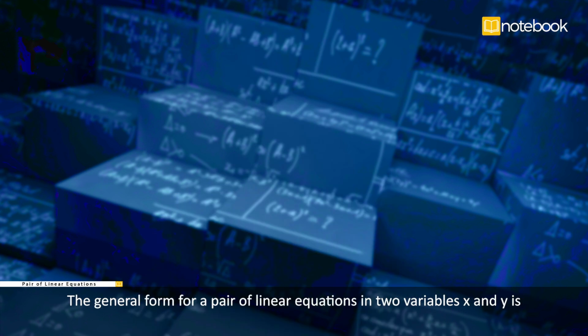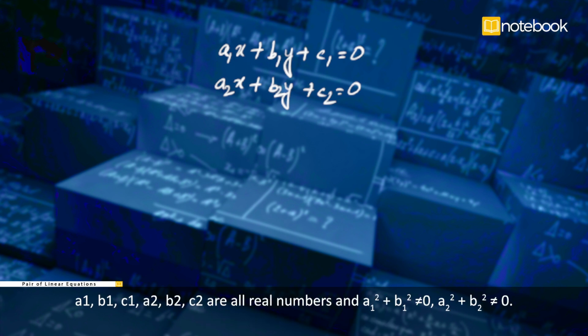The general form for a pair of linear equations in two variables x and y is a1x plus b1y plus c1 is equal to 0 and a2x plus b2y plus c2 is equal to 0, where a1, b1, c1, a2, b2, c2 are all real numbers and a1 square plus b1 square is not equal to 0, a2 square plus b2 square is not equal to 0.